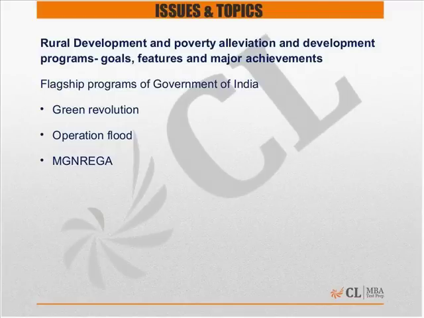MGNREGA, the National Rural Employment Guarantee Act, started in 2006 by an Act of 2005, which guaranteed at least 100 days of employment in the rural sector. These are issues related to social concerns, which are important according to the paper structure and pattern of the IRMA written test.